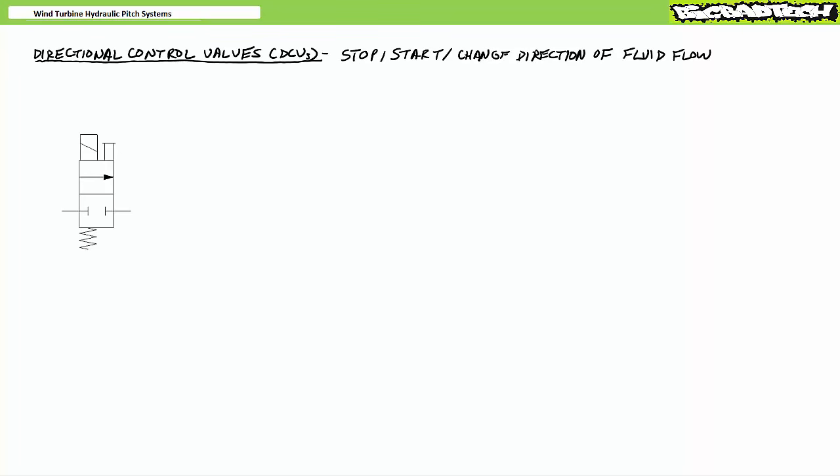Here is a two-port, two-position, solenoid-actuated normally closed valve with a manual override. When deactivated, the spring offsets it to the closed position, hence the name normally closed, such that it blocks flow. When the solenoid is energized or the manual override actuated, the valve shifts to the straight-through position and allows fluid flow.